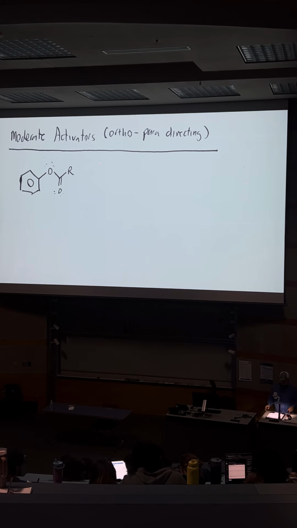Now, here's an example of a moderate activator. And it makes a lot of sense why something like this wouldn't be a strong activator. If you notice, all the strong activators had heteroatoms directly attached to the aromatic ring, and thus the only thing that can pull or push electron density with it was the aromatic ring. Here though, we still have the heteroatom, so in this case this is an ester.